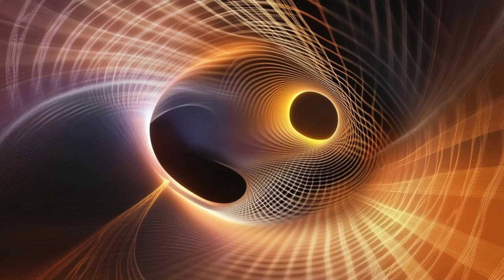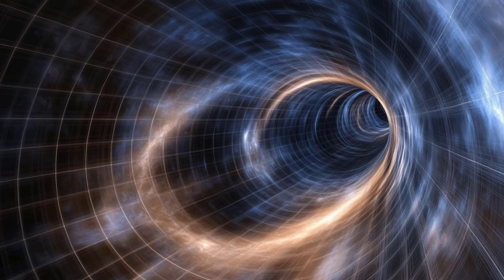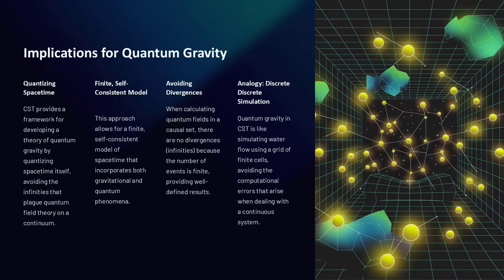CST provides a framework for developing a theory of quantum gravity, which seeks to reconcile general relativity with quantum mechanics. By quantizing spacetime itself, CST avoids the infinities that plague quantum field theory on a continuum. This approach allows for a finite, self-consistent model of spacetime that incorporates both gravitational and quantum phenomena.